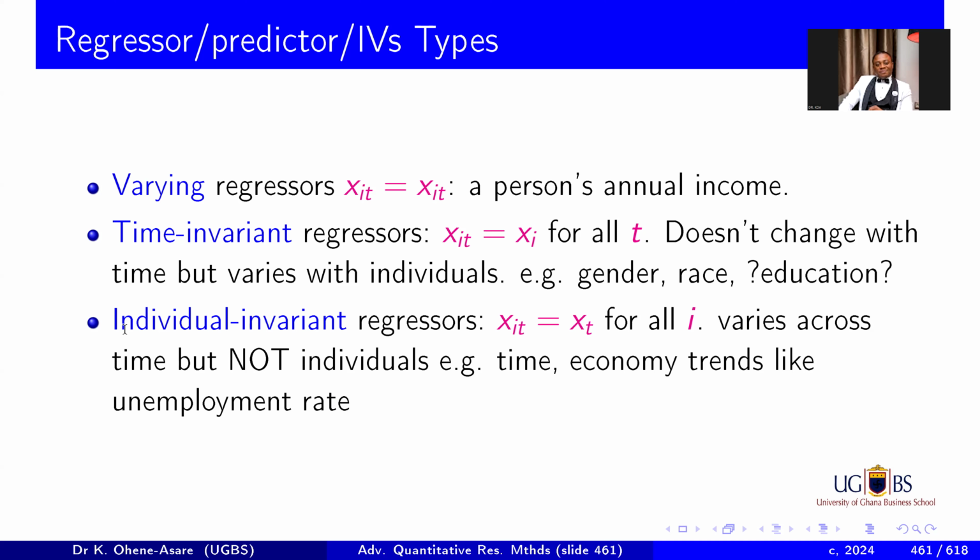Then you have another group of regressors called time invariant. They are fixed. Time invariant means they are fixed. At least within a year, they are fixed. Like gender, like race, like education, they are fixed.